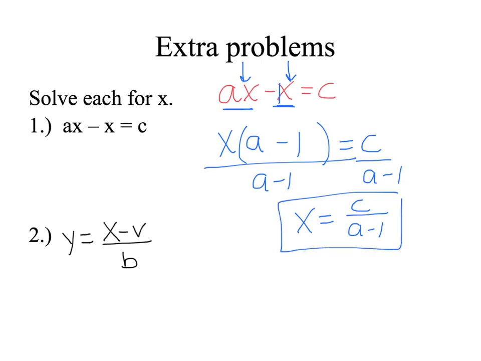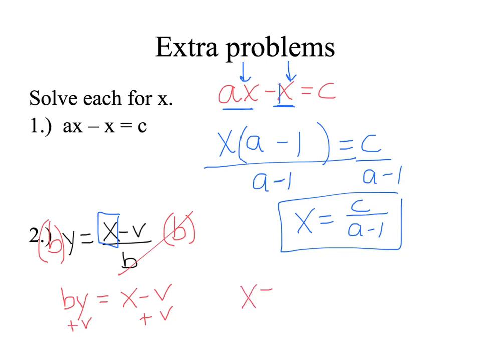Okay, and number 2, we're going to solve this one for x. So here's our x. At least we only have one of them. So in order to start solving this for x, first thing I want to do is get rid of the fraction. So I'm going to multiply both sides by b. And that will at least get rid of the denominator. So on the left side, I have b times y equals, and then on the right side, I just have x minus v. Now, if it was x minus 5, you would add 5 to both sides. Since it's x minus v, we're going to add v to both sides. So our equation is going to be x equals by plus v.